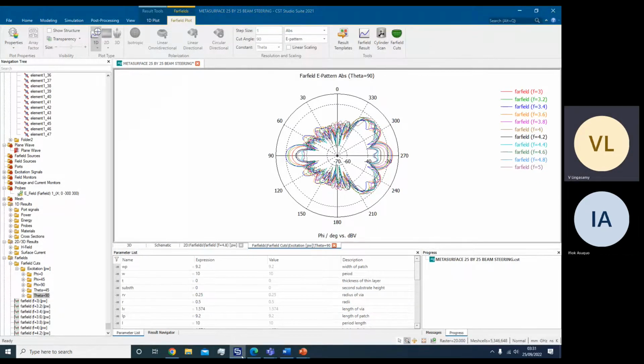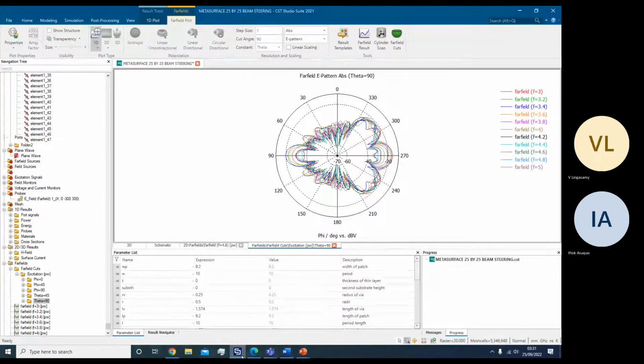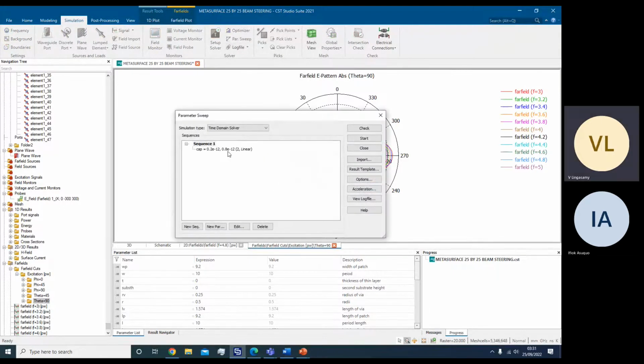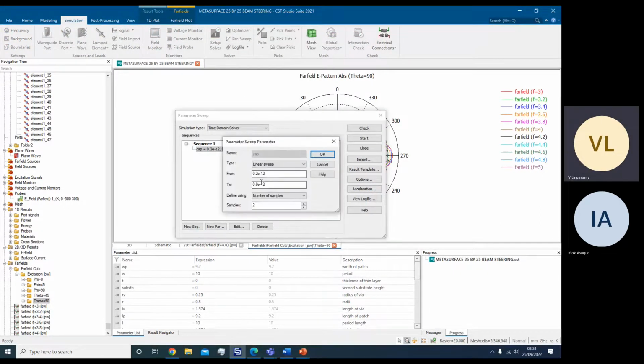Can you go to parametric sweep, please? Yeah. Here you are changing, right? How many are you changing? Just here, 0.2 to 0.8. I use arbitrary points, I think.